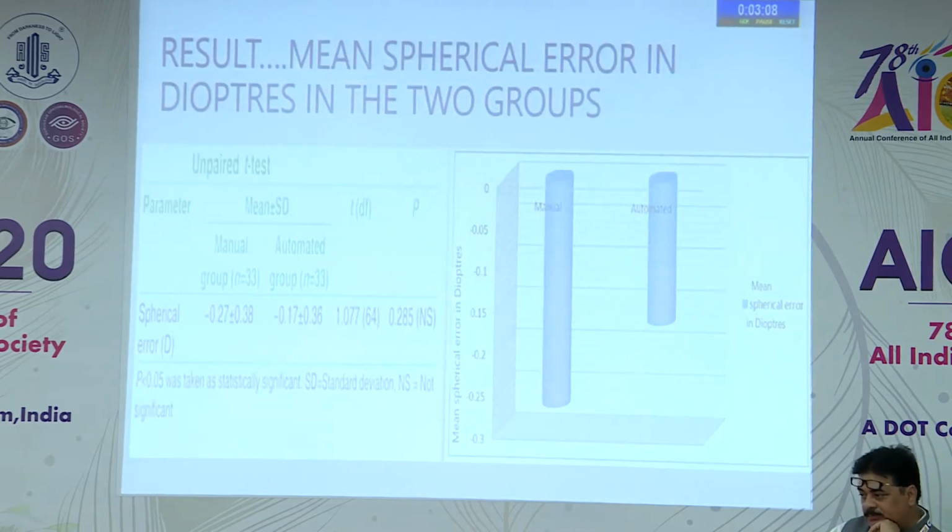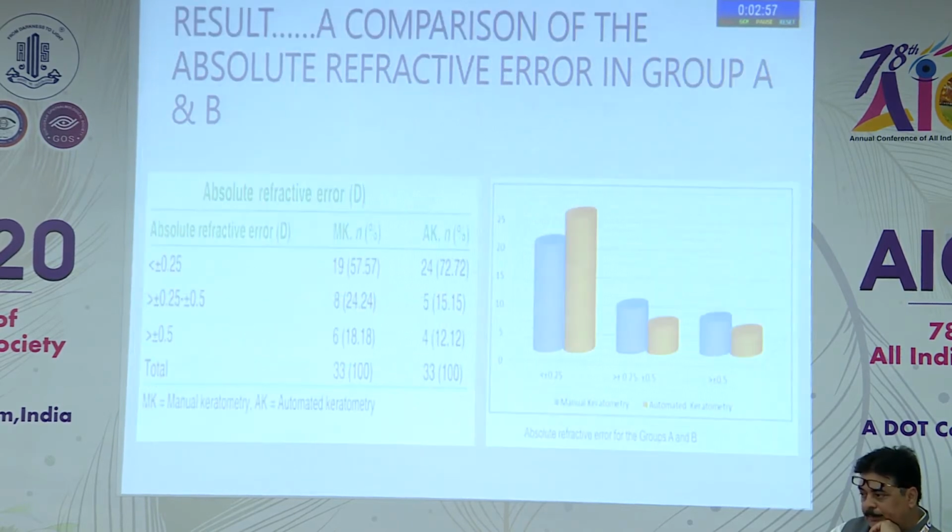The mean spherical error also correlated well with the other error. So in the automated group, the value was lesser. A comparison of the absolute refractive error in the two groups was the main outcome. If we considered less than plus minus 0.25 as the error, then only 57.57% people achieved this low error in the manual group, whereas 72.72% people achieved this low error in the automated group, which clearly shows that automated keratometer had an upper hand in biometric values.